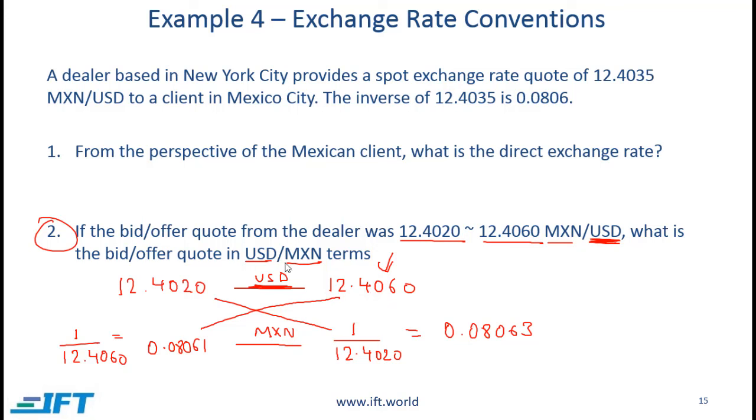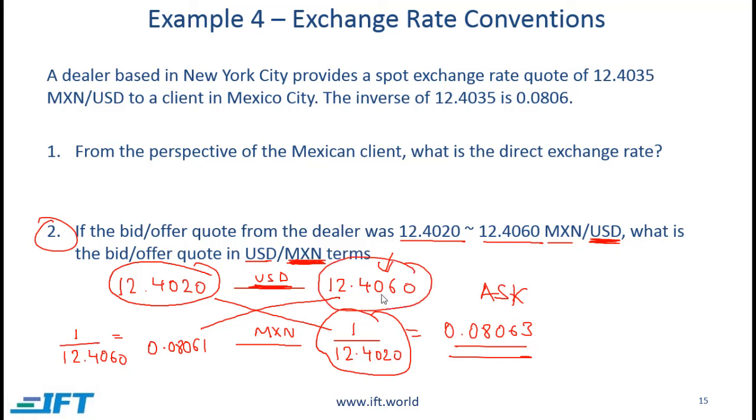To come up with the quote in terms of USD over Mexican peso, which means the Mexican peso is the base currency, we need to take the reciprocal. Remember, if the dealer is willing to buy dollars, that is the same thing as the dealer selling peso. This is the ask or the sell side. And for that, we need to take the reciprocal. The reciprocal of 12.4020 is 0.08063. This is the ask.